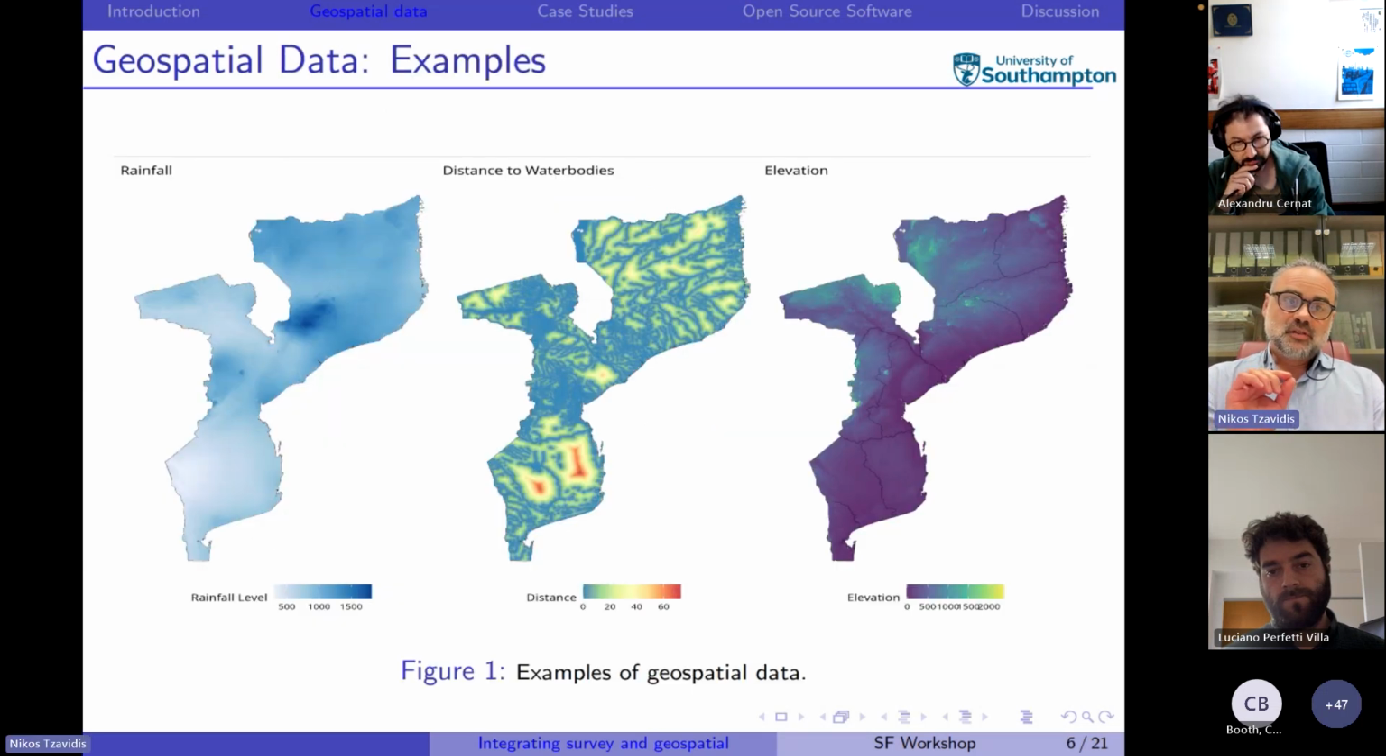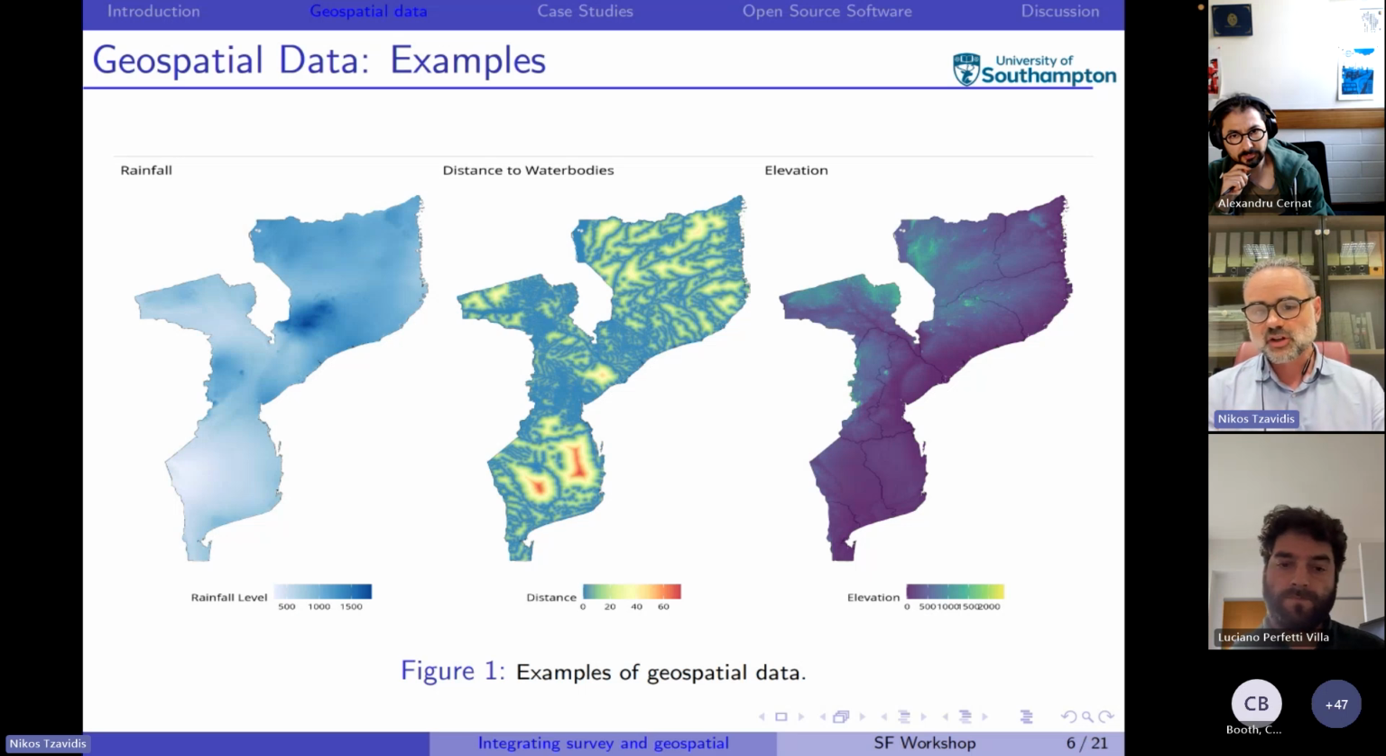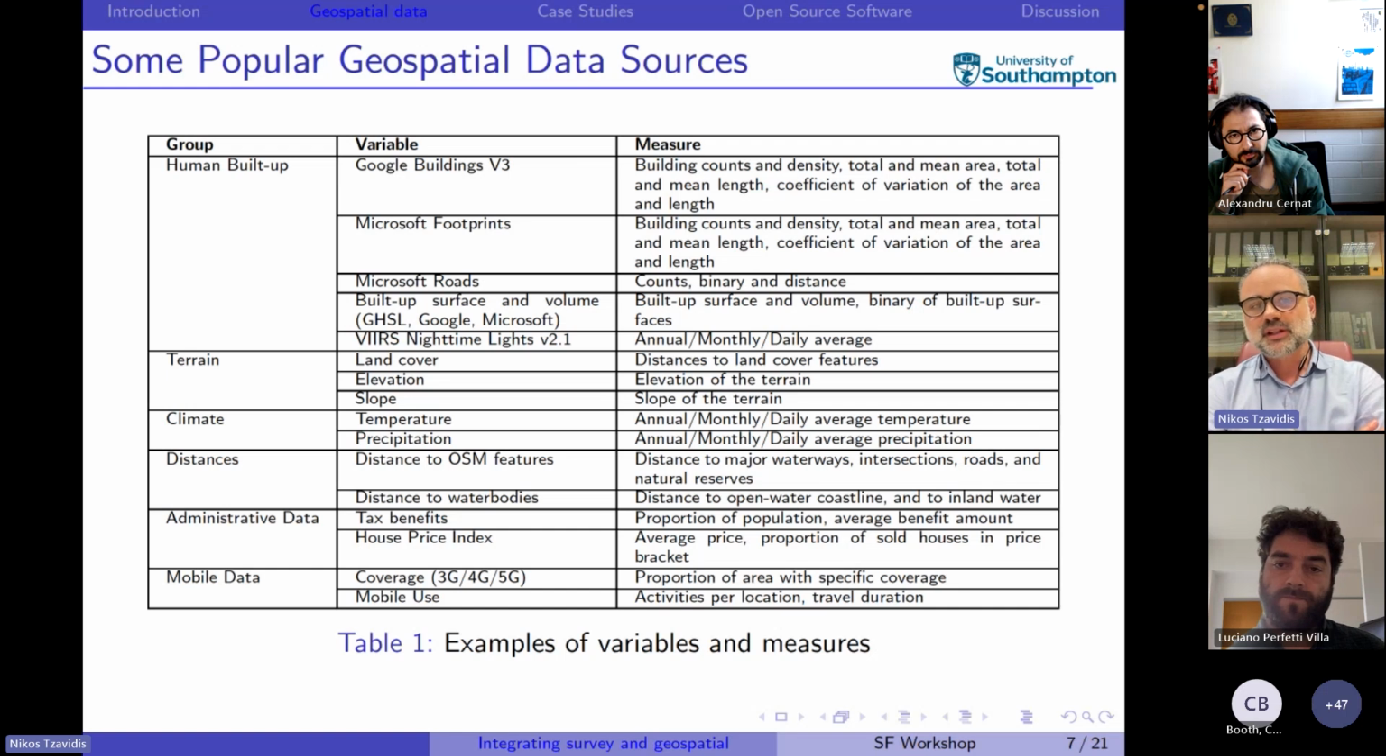So let me give a few more examples of other types of geospatial data. Here we have three examples: rainfall data, distance to water bodies, and elevation. And you can see how they are spatially varying in that particular country we're focusing on. So you can define them again as a raster of datasets. And this is a table that includes some popular geospatial data sources and the variables and the measures associated with them. So you have datasets on human buildup, terrain, climate, distances. You have potentially administrative data and mobile data in terms of coverage and mobile use.